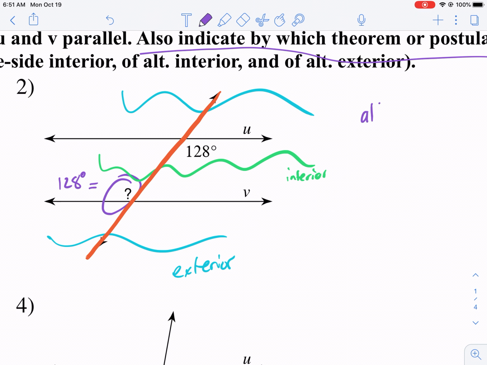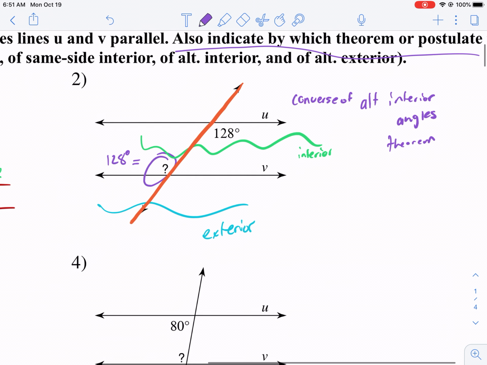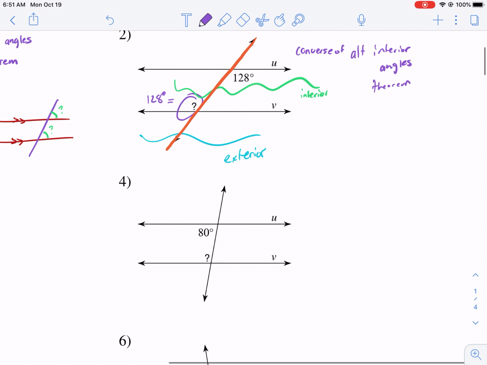So these are alternate interior angles. But we're not writing that because we're trying to prove the lines parallel. Anytime we're trying to prove lines parallel, we use the converse of alternate interior angles theorem. So there's our answer for that one, 128 and converse of alternate interior angles.